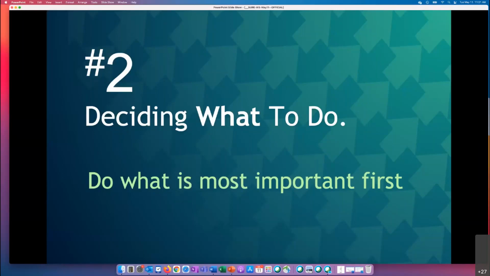Okay, so you have some goals now, and the next thing you really need to know is what you should be doing. What's most important to do first?